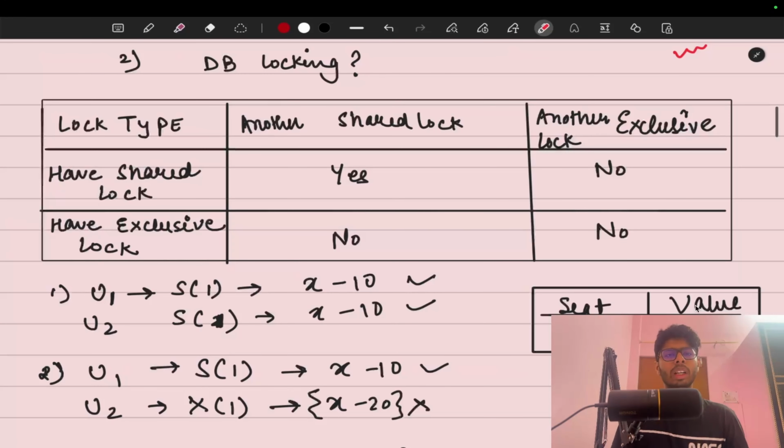So these are all the properties that DB locking brings to the system. We have covered two topics in this video, that is transactions and DB locking. The third concept is isolation, which we'll cover in our next video.